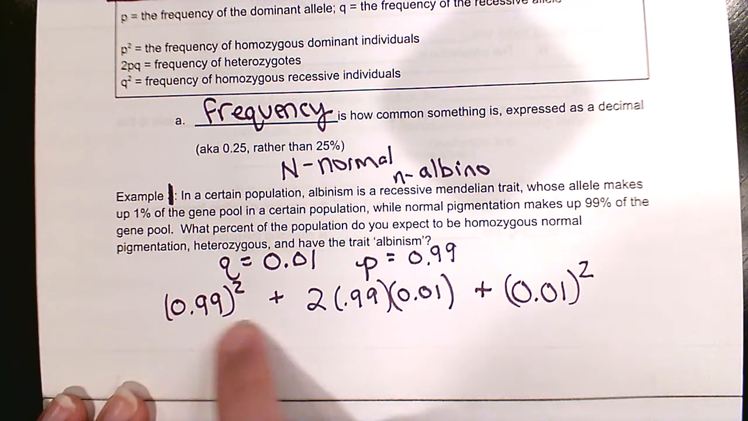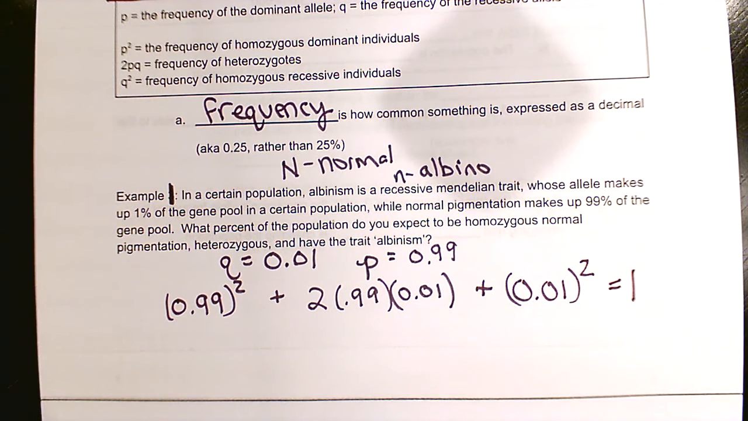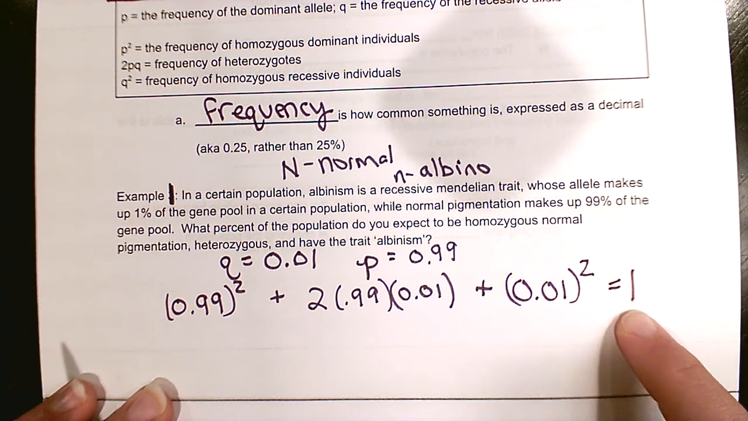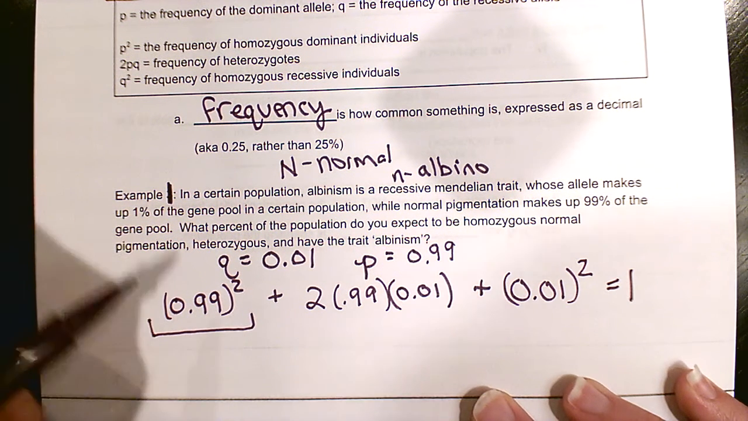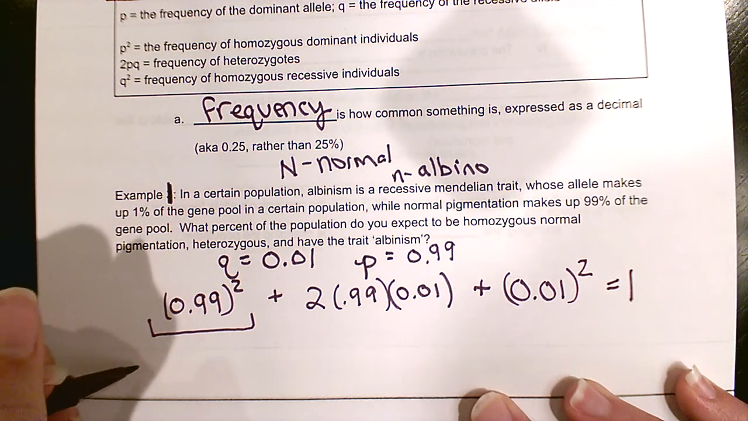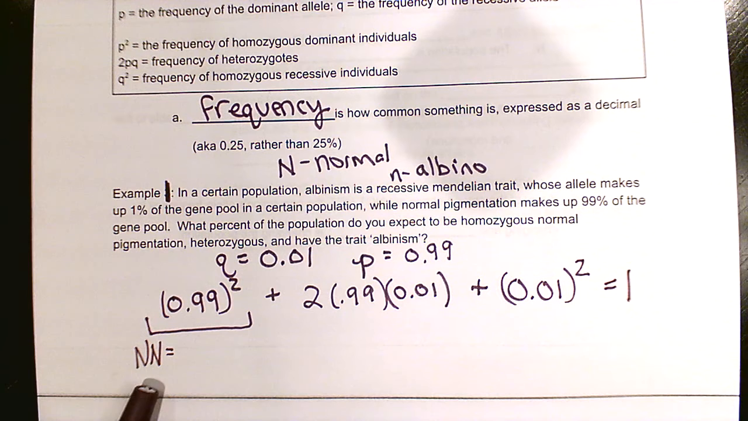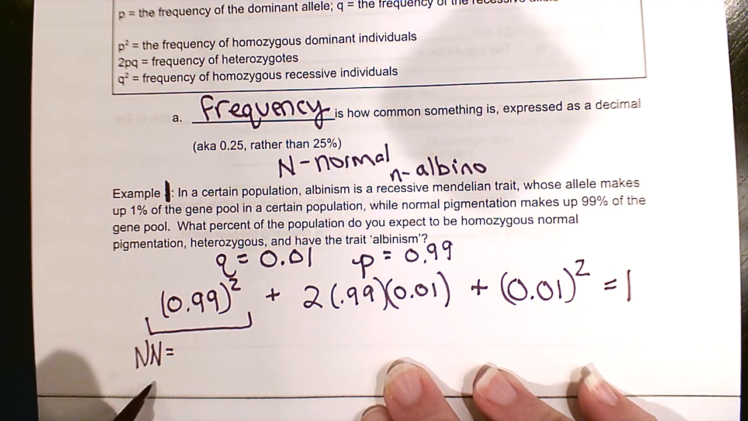So, rather than actually calculate what this is, we know that it should equal 1. So it doesn't really matter that we actually figure it out and add them up. We might want to do that to double check that we did it correctly. But whatever this is tells us what the frequency of individuals are that would be NN. Right, so if their genotype is NN, we take 0.99 squared, and that is 0.9801.